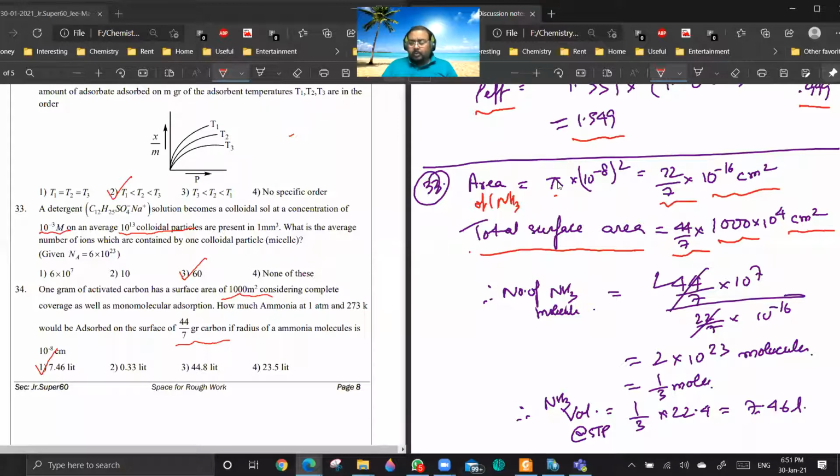It will be 44/7 into 10 power 7 divided by 22/7 into 10 power minus 16. It will be 2 into 10 power 23 molecules. Is it clear? That is 1/3 moles. Okay. Now you see 1/3 moles will occupy how much volume at STP? 1/3 into 22.4, 7.46 liters. Is it clear?